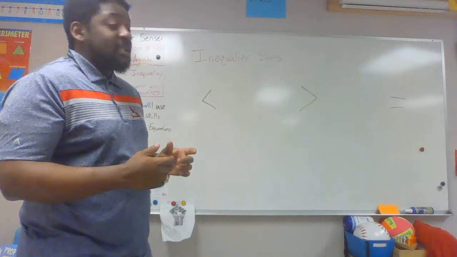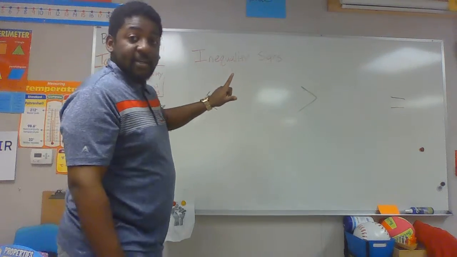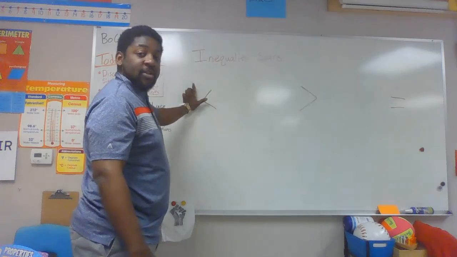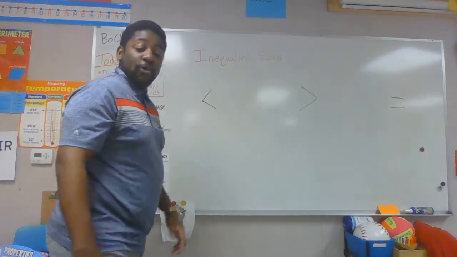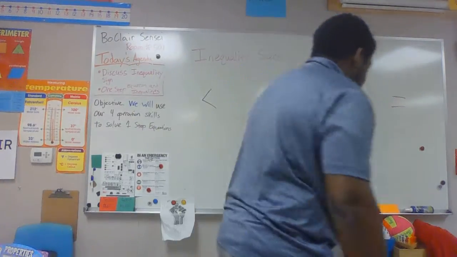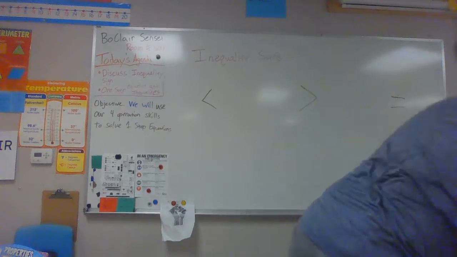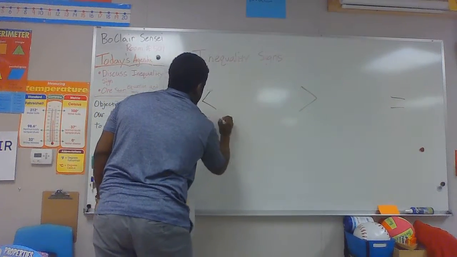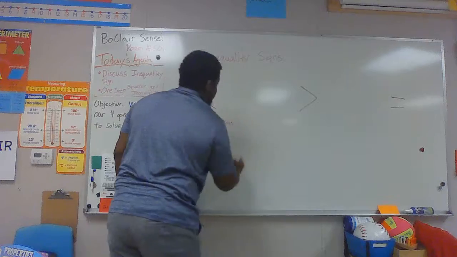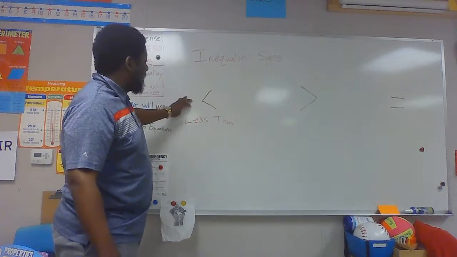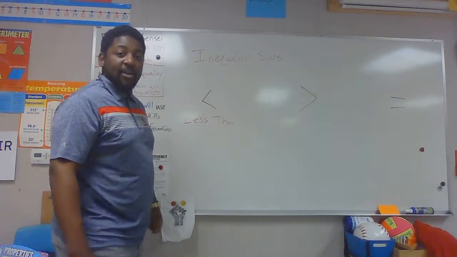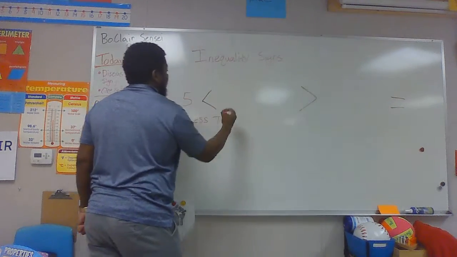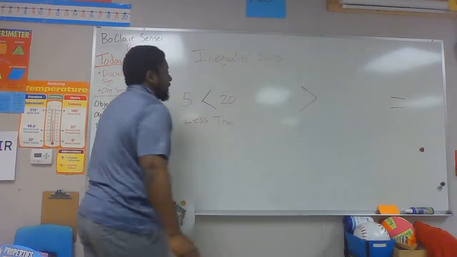I always tell students, if you hold up an L with your left hand, the sign that kind of looks like an L is your less than sign. I'm going to write it on there for you guys. So the one that looks like an L is less than. And we use that to say that the number on this side is less than whatever number we have over here. So an example, I could put 5 is less than 20.